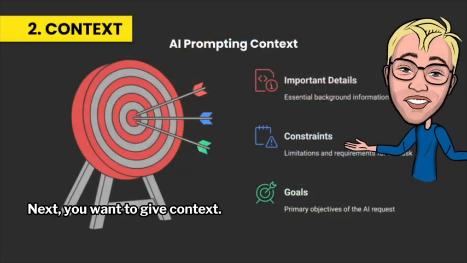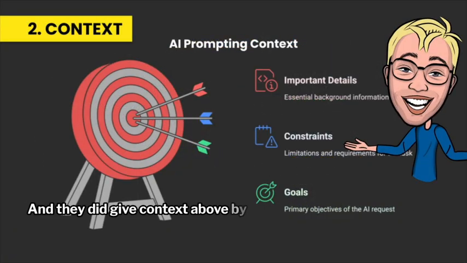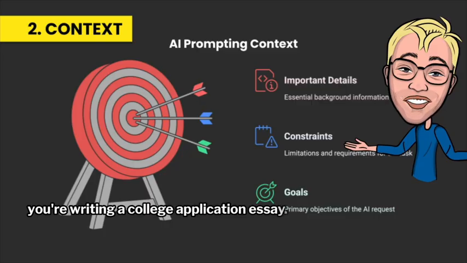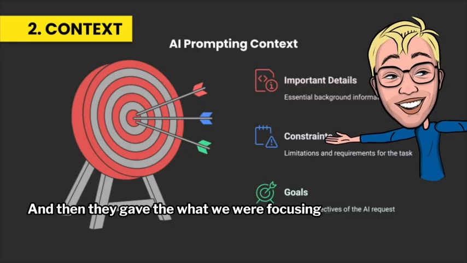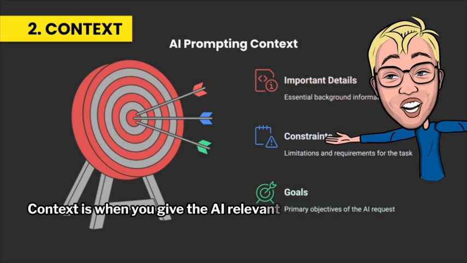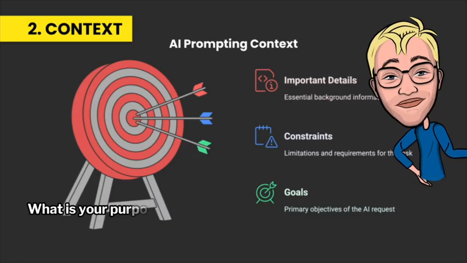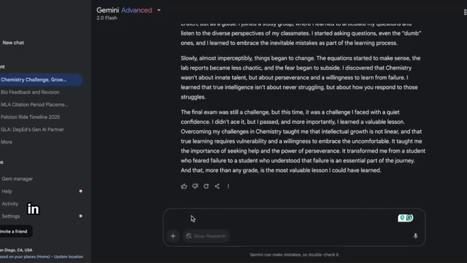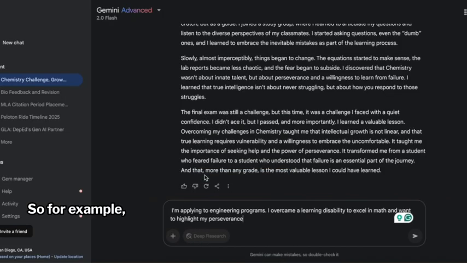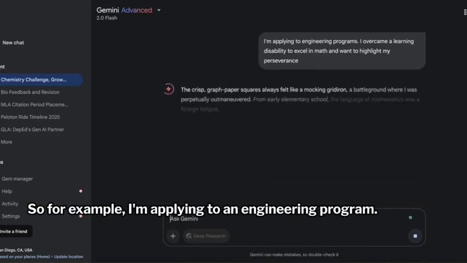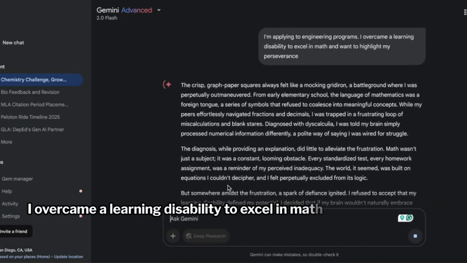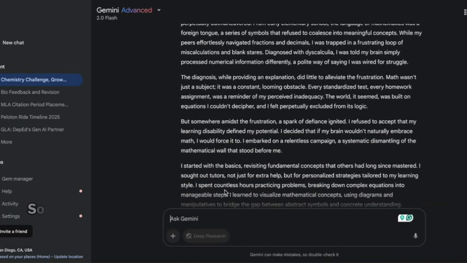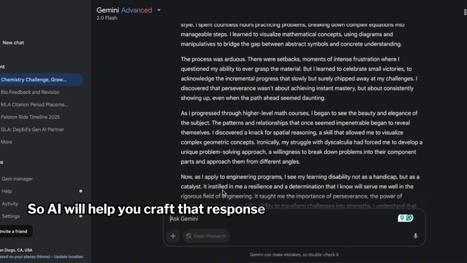Next, you want to give context. And they did give context above by saying you're writing a college application essay. Context is when you give the AI relevant background information it needs to understand your request. What is your purpose or goal? Any constraints or requirements that you might have, and the important details or background information in the output you are trying to get. So, for example, I'm applying to an engineering program. I overcame a learning disability to excel in math, and I want to highlight my perseverance. So the AI will help you craft that response in a meaningful way.